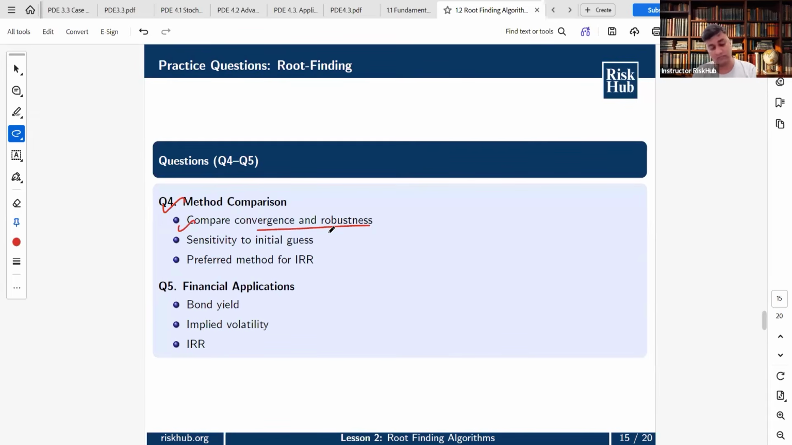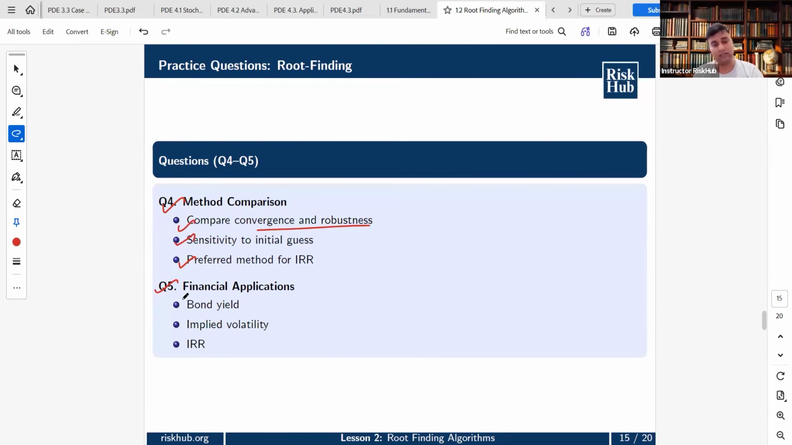Preferred for IRR, often Newton, but bisection is better. Newton-Raphson, fast, if initial guess is good. Preferred method for IRR, for standard cash flow, Newton is usually preferred because it is fast, but if cash flows are irregular, so there are multiple sign changes, IRR can have multiple roots. In that case, bisection or hybrid methods are safer, right? So that is what we have.